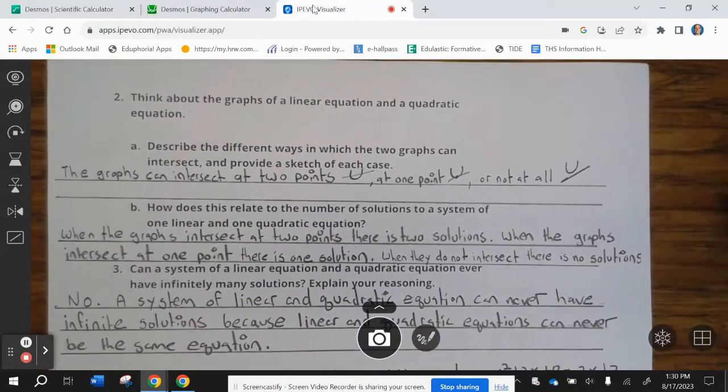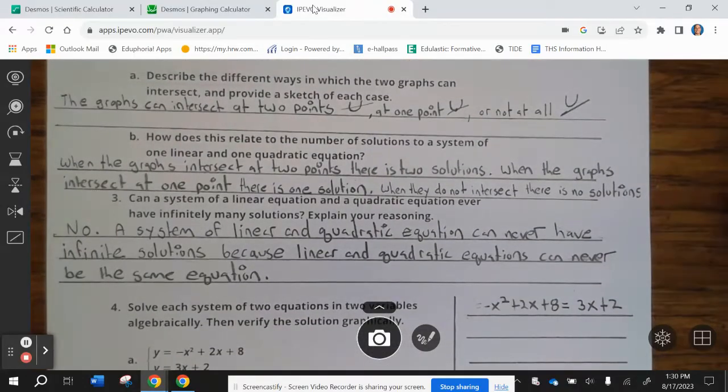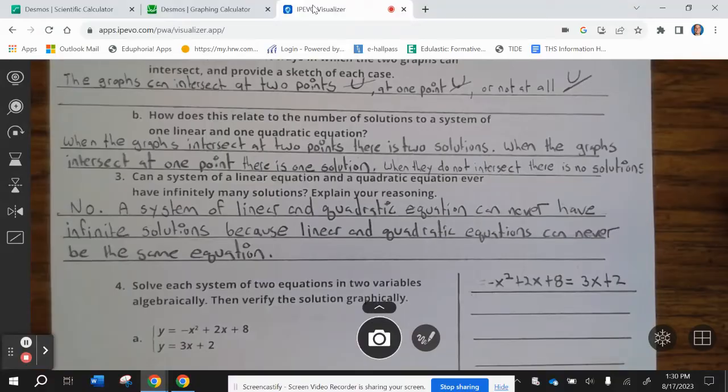Number 2. Think about the graph of a linear equation and a quadratic equation. Describe the different ways in which the two graphs can intersect and provide a sketch of each graph. The graphs can intersect at 2 points, at 1 point, or not at all. How does this relate to the number of solutions to a system of one linear equation and one quadratic equation?